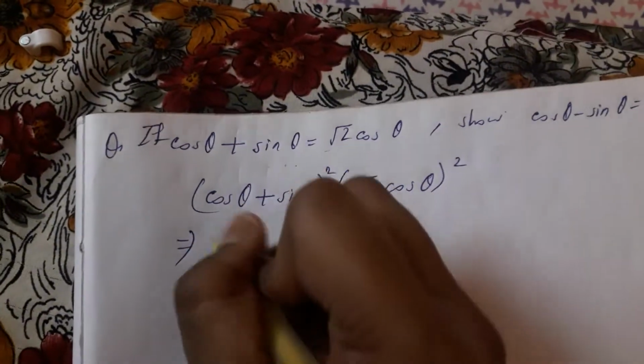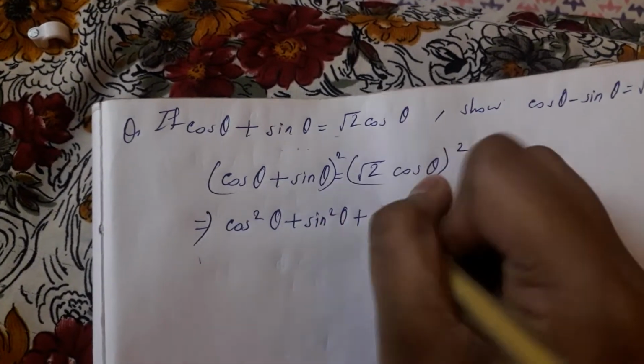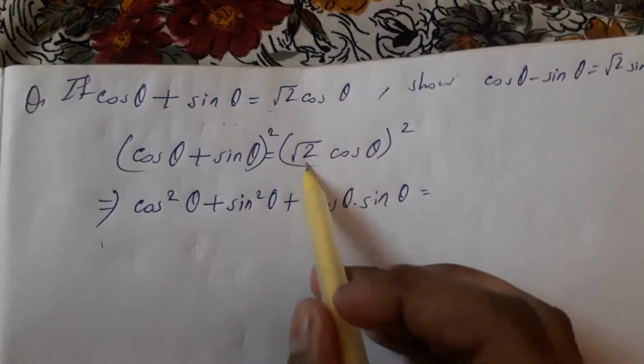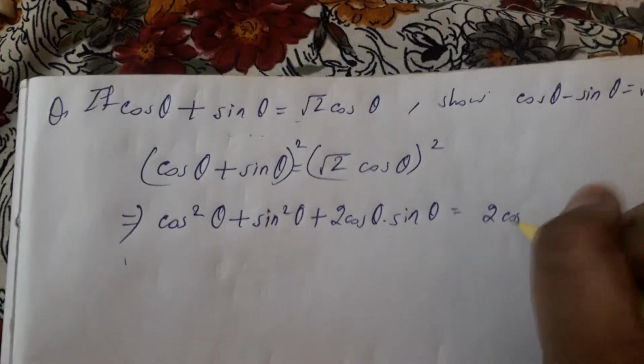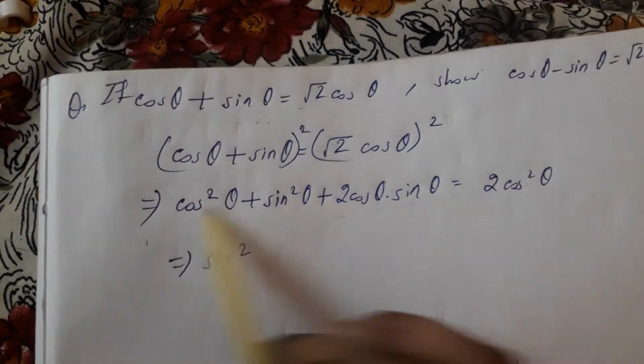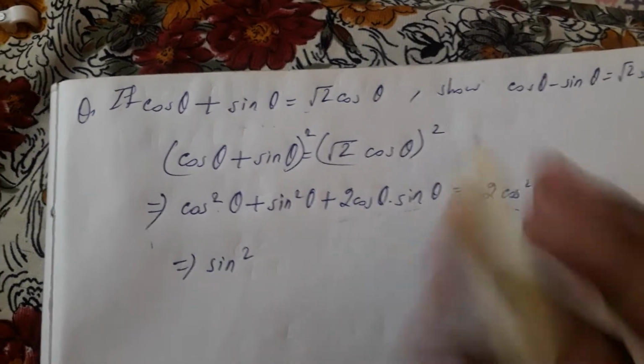Squaring on both the sides. Okay, now write the squaring part. cos²θ + sin²θ + 2 cosθ sinθ equals what? It equals root 2 into root 2, which means 2cos²θ. You have to write cos²θ here, as these are the like terms.